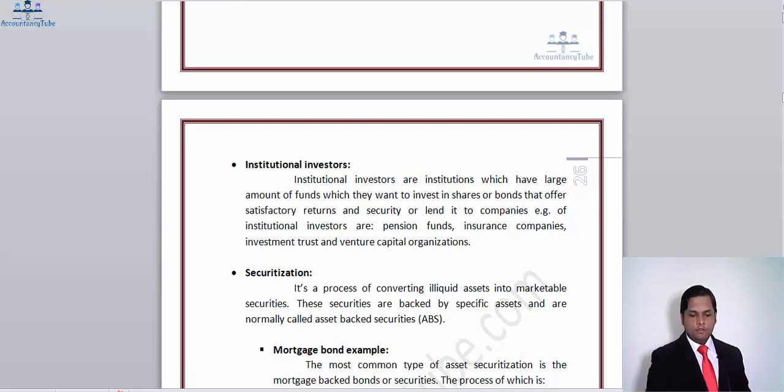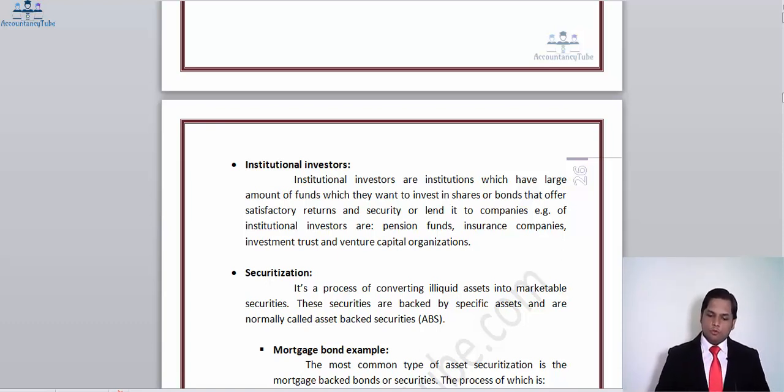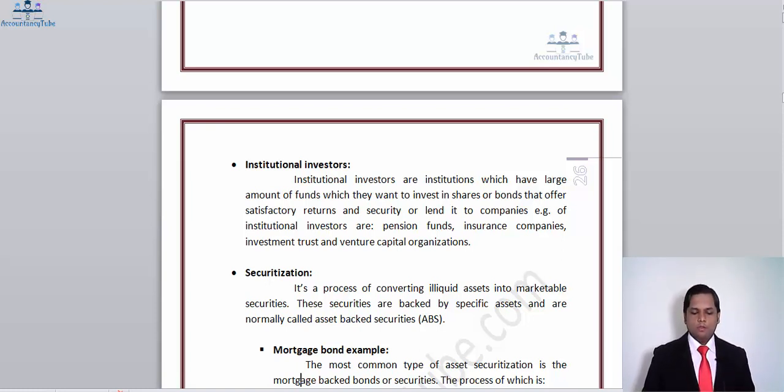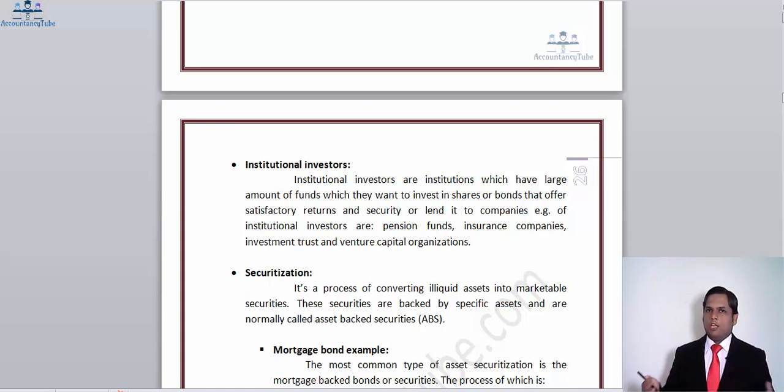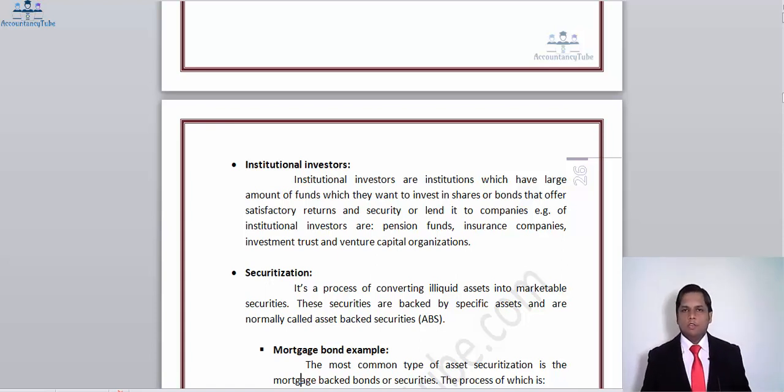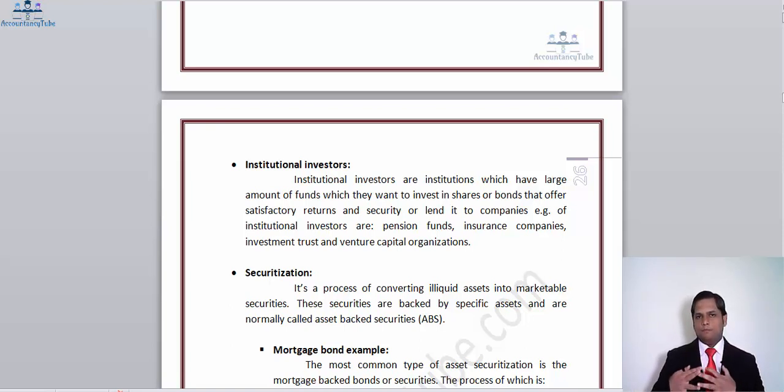Then we have institutional investors. Institutional investors are institutions who have a large amount of funds available to them, such as pension funds. Most companies, instead of offering their shares to a wider public, issue their shares to a couple of institutional investors such as pension funds and insurance fund providers, so that their portfolio is not widely spread.